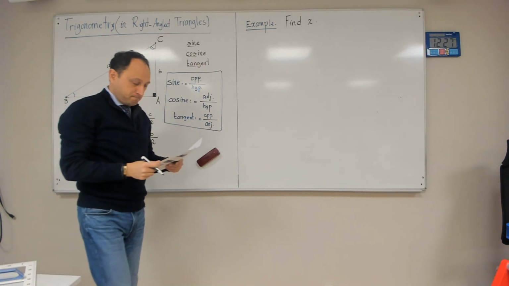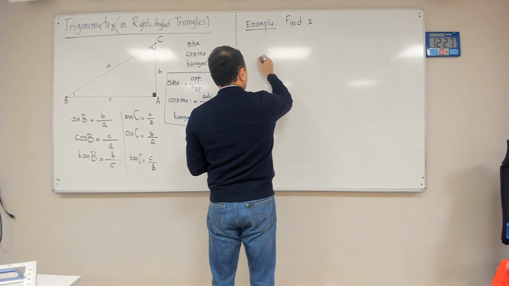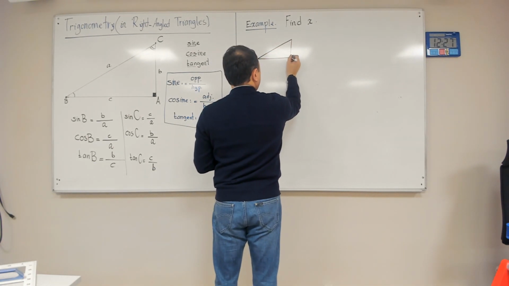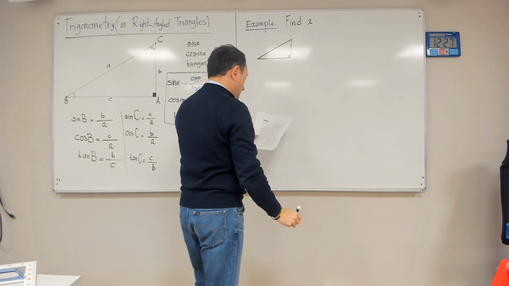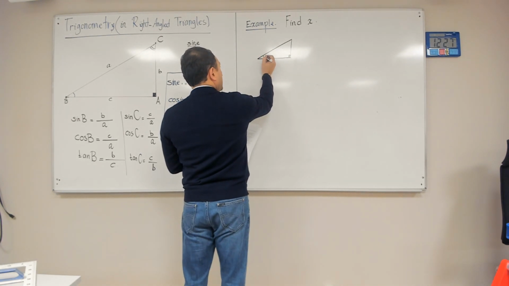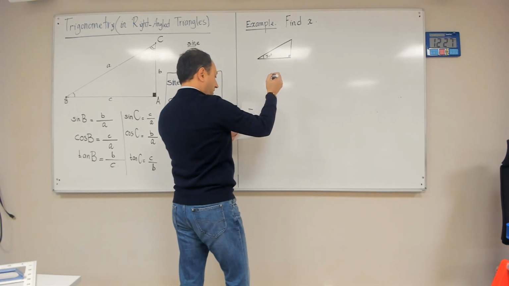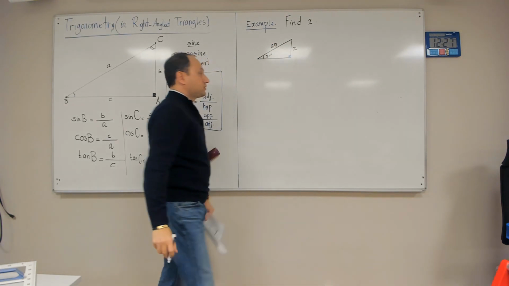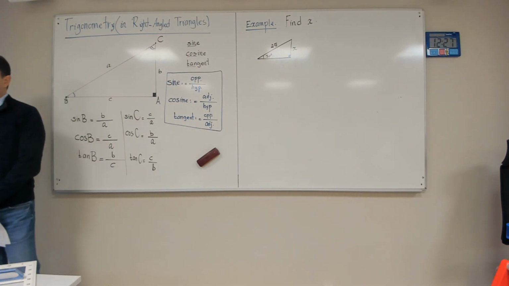So a right angle triangle is given to you. In each case we want to find x. This angle is given to be 90, and this angle is given to be 30 degrees, and this is given to be 25, and this is given to be x. I want to find this x.